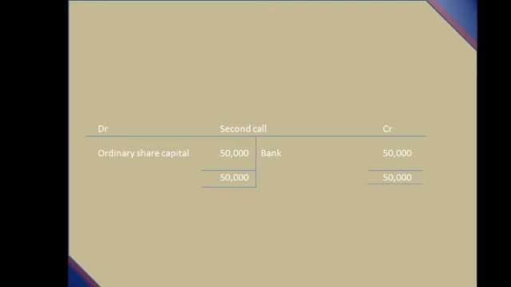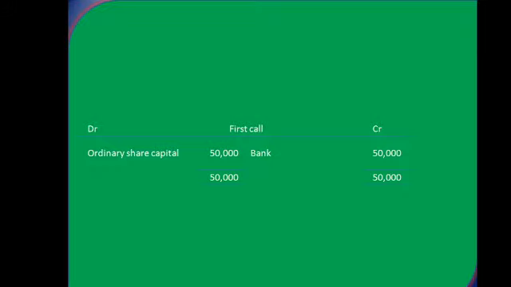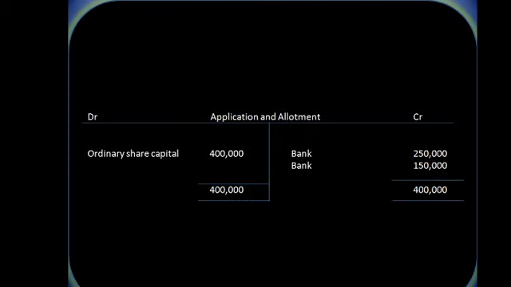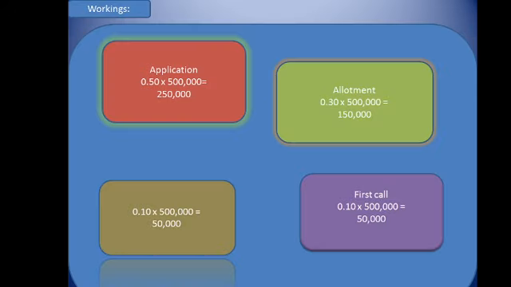All right, now remember that first of all do your workings, solve your workings like I did. I first of all took care of this. So that was the first thing I did. I sorted out my application, I sorted out my allotment, I sorted out my first call, I sorted out my second call. If you don't do this, getting figures for each of the accounts you are asked to prepare will not be easy for you.